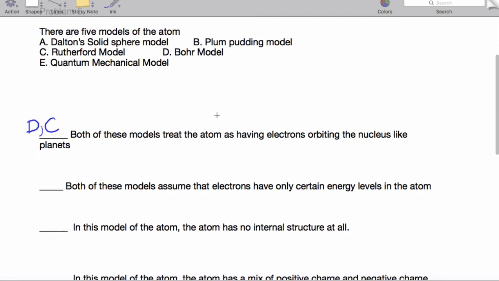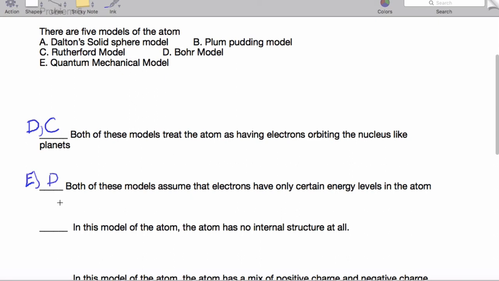But it was a fundamental kind of thing, he used planets as his basis, and it was sort of like they could jump from one level to another. So we'll say C and D. Now, both of these models assume that electrons only have certain energy levels in the atom. That's the modern quantum mechanical model and the Bohr model.